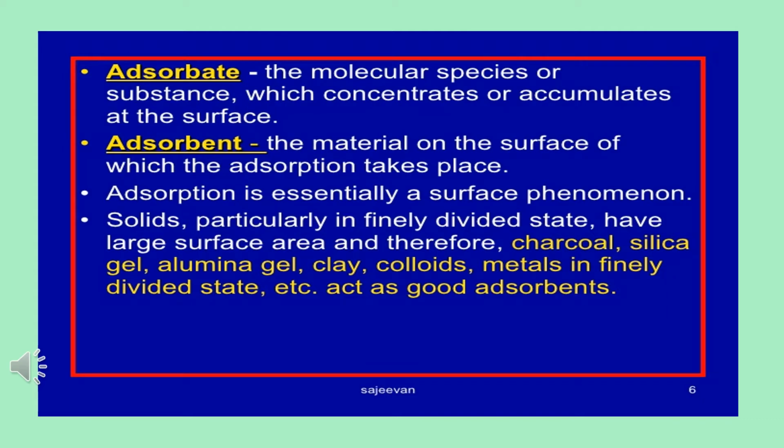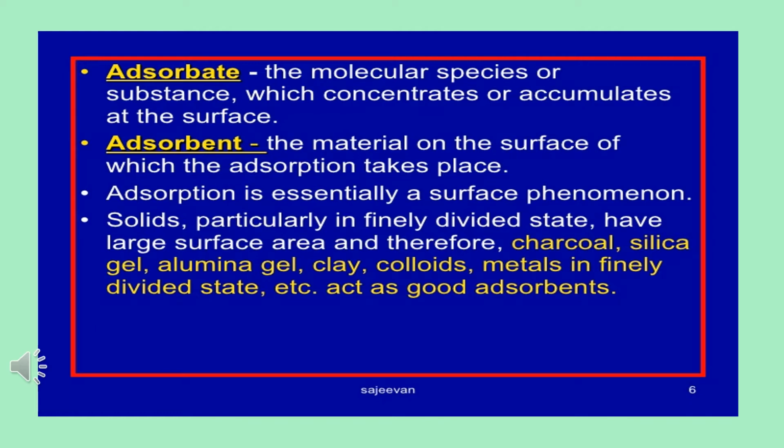From all the above discussions, we can say adsorbate is a molecular species or a substance which concentrates or accumulates at the surface of adsorbent, whereas adsorbent is the material on the surface of which adsorption takes place. Adsorption is a surface phenomenon. I repeat, students, adsorption is essentially a surface phenomenon.